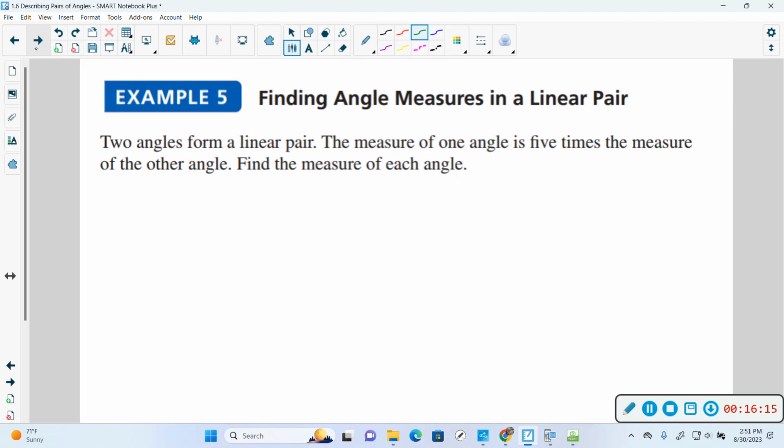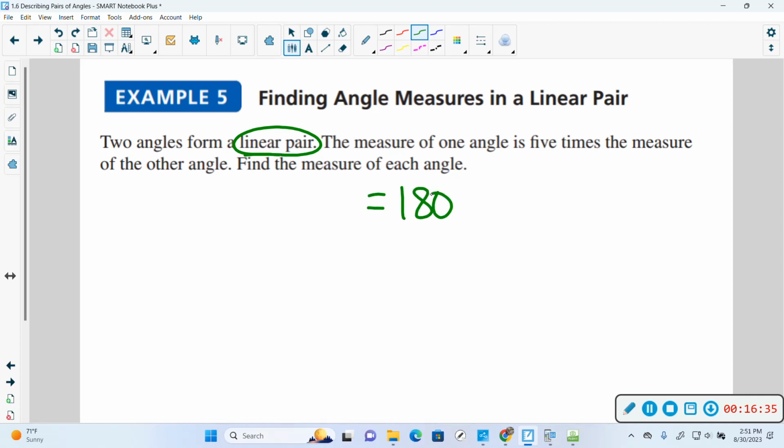All right. So much reading. Here we go. Find angle measures in a linear pair. First question for you. A linear pair makes a line, so it's going to equal what? What do lines equal? 180.